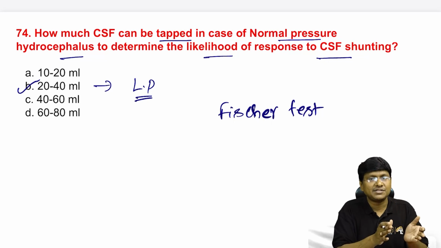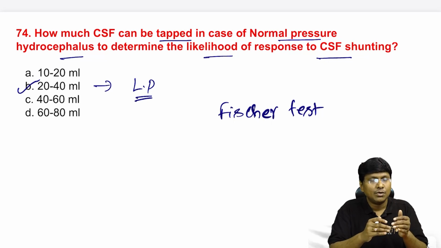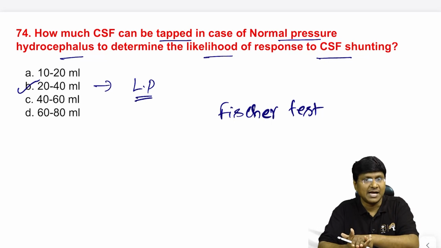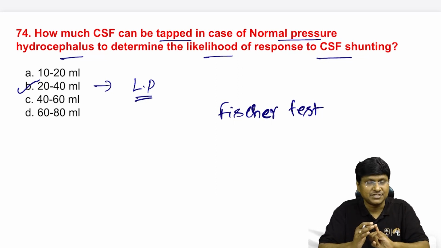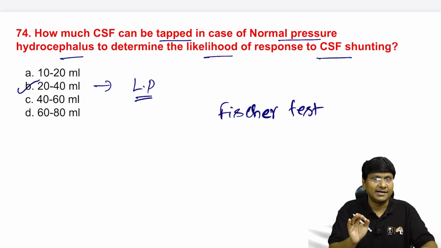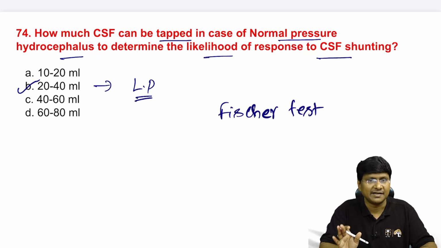And the other methods used, which are more invasive and might be refused by the patients, are multiple lumbar punctures done over 3 to 5 days, insertion of a continuous lumbar puncture CSF drain, and radionuclide cisternogram. So these are the other methods that can be tried.